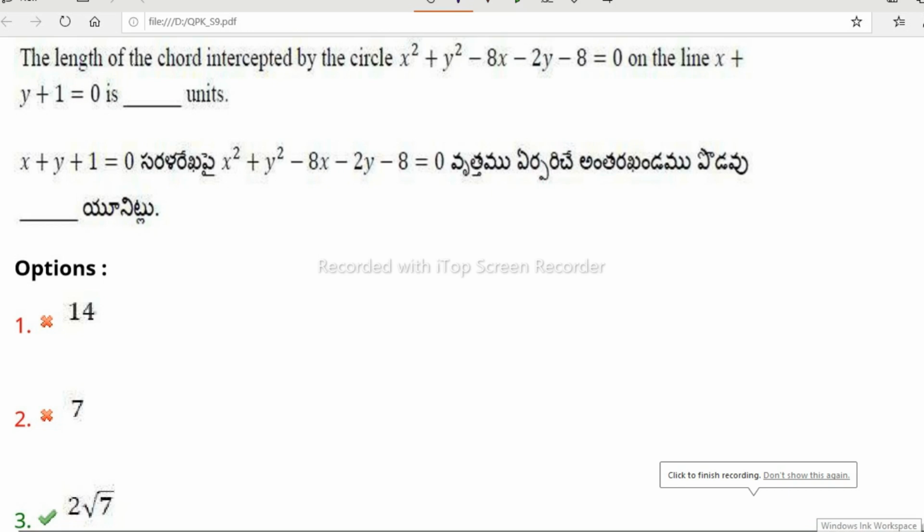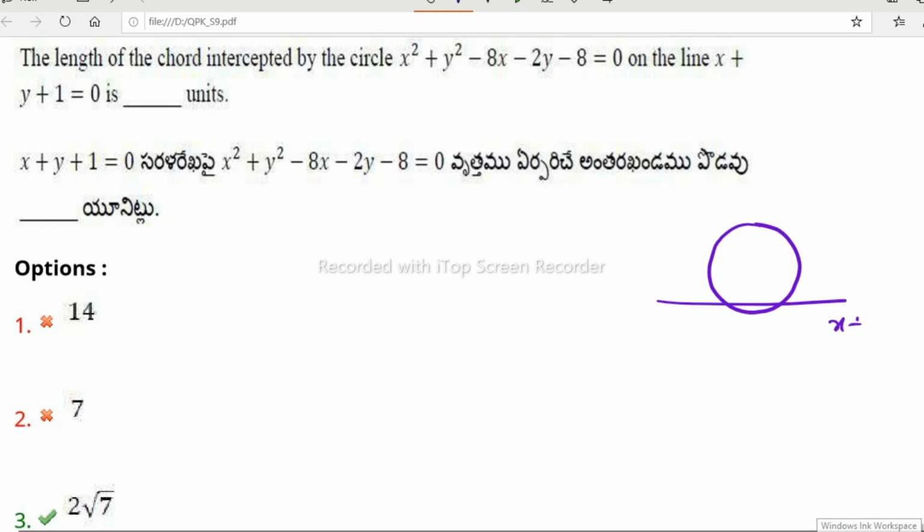Now let's look at the next question. What is it asking? The length of the chord intersected by the circle x square plus y square minus 8x minus 2y minus 8 equals 0 and the line x plus y plus 1 equals 0 is dash units. They have simply asked for the length of the chord. We need the length of the chord that the line intersects on the circle, and we know the formula for it. Roughly, suppose this is the circle, and the chord is x plus y plus 1 equals 0, the equation of the chord. We need this length. To find that length, we need the radius of the circle and the distance from the center to the line. If you know those two, we can find the length of the chord. We'll see how now.